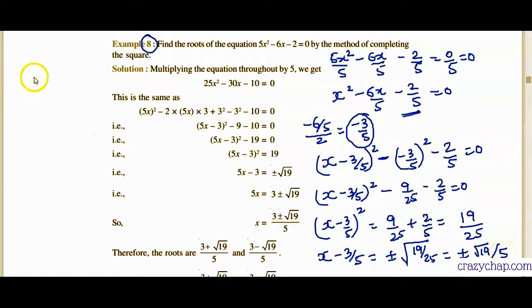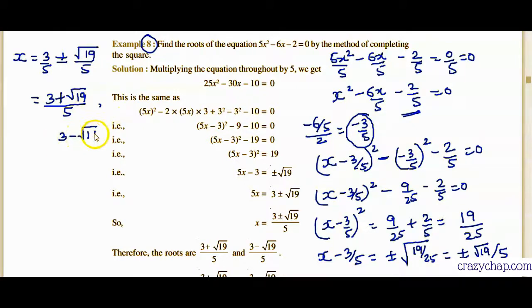Now we'll solve. Minus 3 over 5 will go to the other side. So x equal to 3 over 5 plus minus square root of 19 over 5. So basically we have got two values of x. One is taking the positive square root of 19, and the other is 3 minus square root of 19 over 5. So these are the two values of x. These are the roots of the equation we solved by the completing the square method.